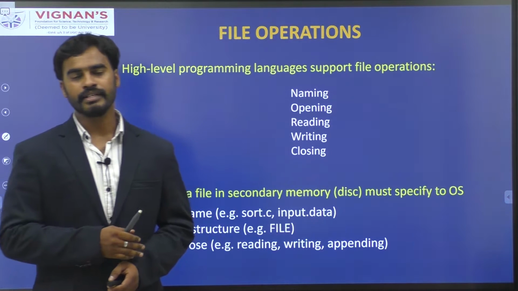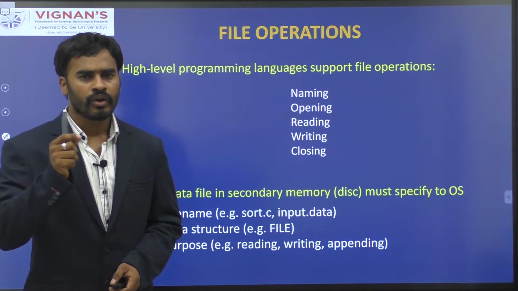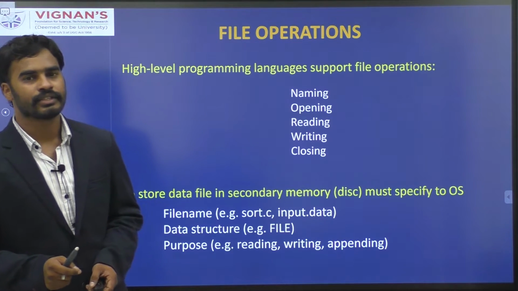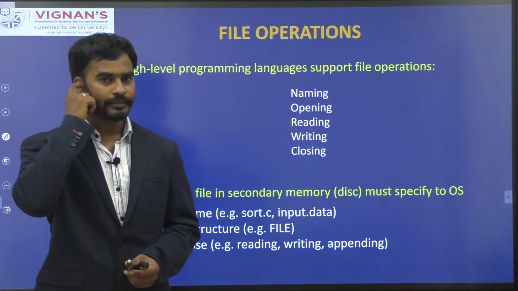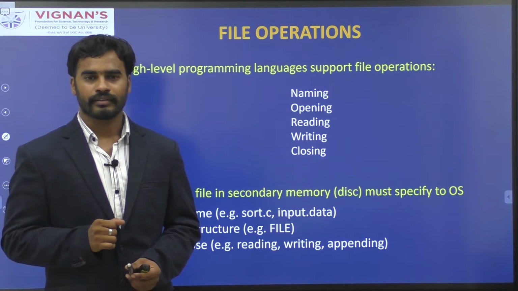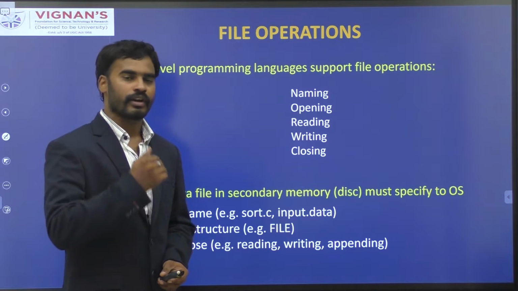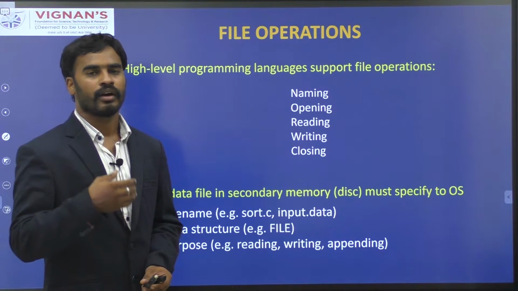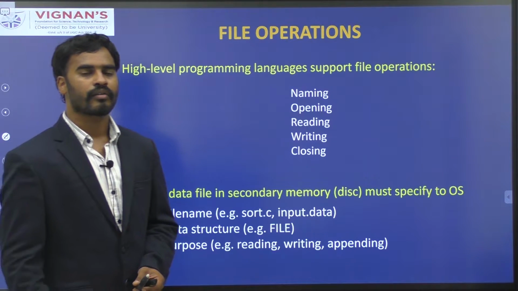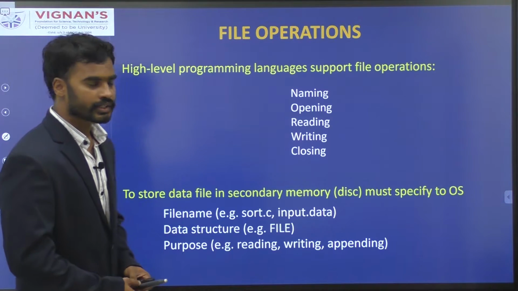And when you are working with files, three things are important. The first one is, what is the name of your file? What data structures are you using to work with the file? And for what purpose are you working with the file? The purpose, in the sense of whether you are writing programs for reading from the file, or opening the file for writing, or opening the file for appending. Okay, so these are the three important things.